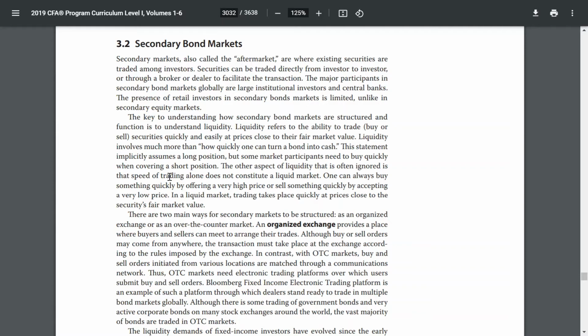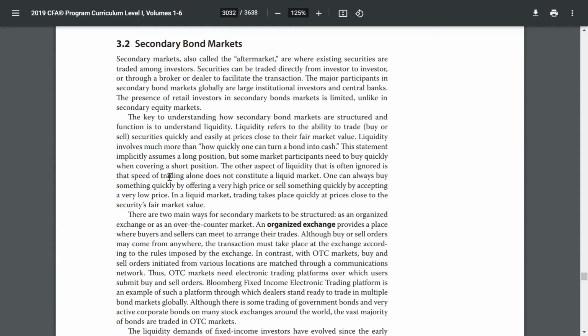Liquidity involves much more than how quickly one can turn a bond into cash. That statement implicitly assumes a long position, but some market participants need to buy quickly when covering a short position, and there are other aspects of liquidity that are often ignored. The speed of trading alone does not constitute a liquid market. One can always buy something quicker by offering a very high price, or sell something quickly by accepting a very low price. In a liquid market, trading takes place quickly at prices close to the security's fair market value.